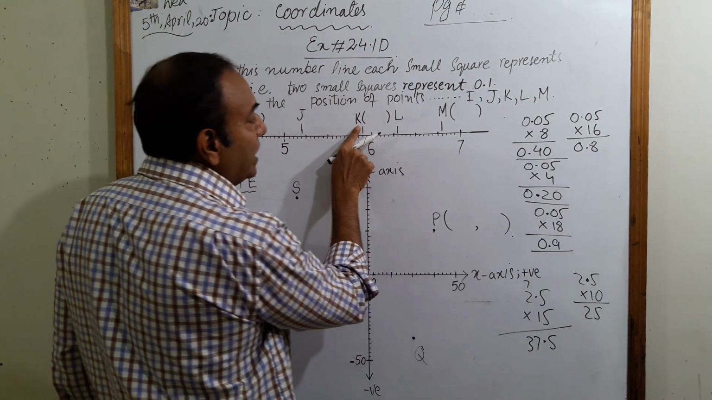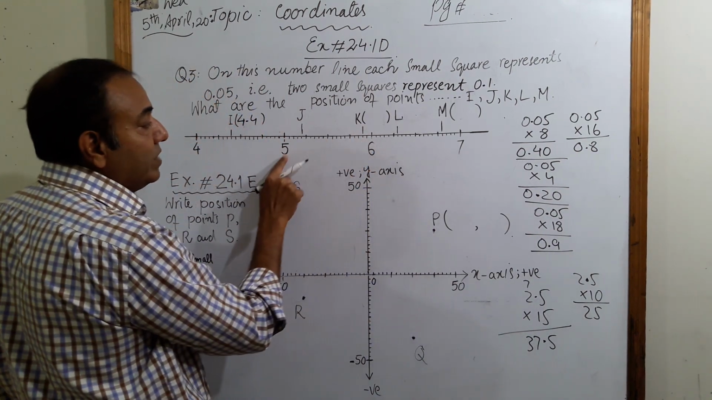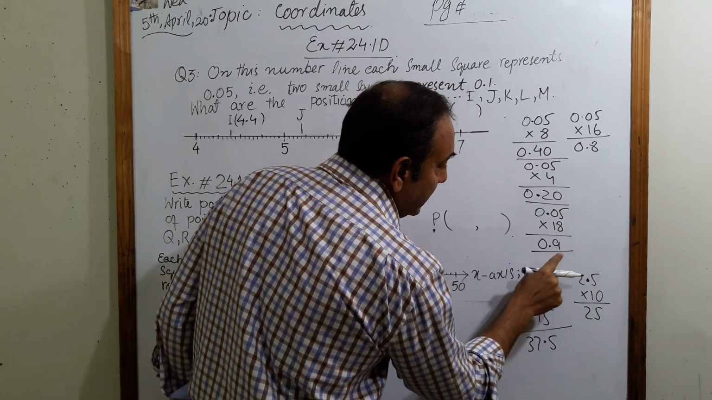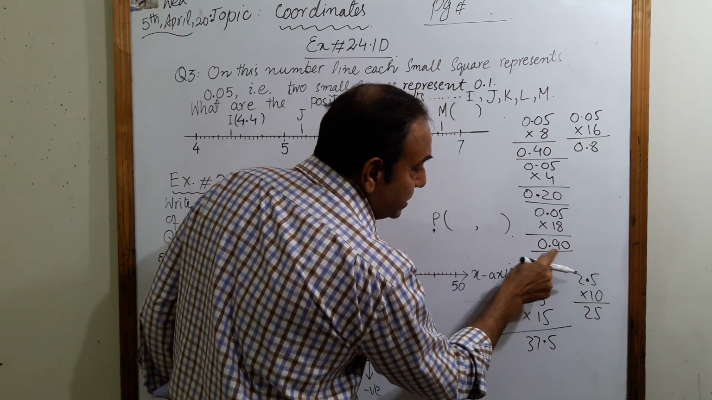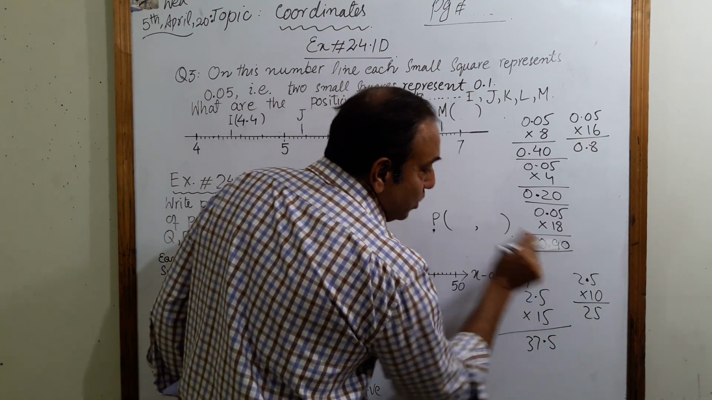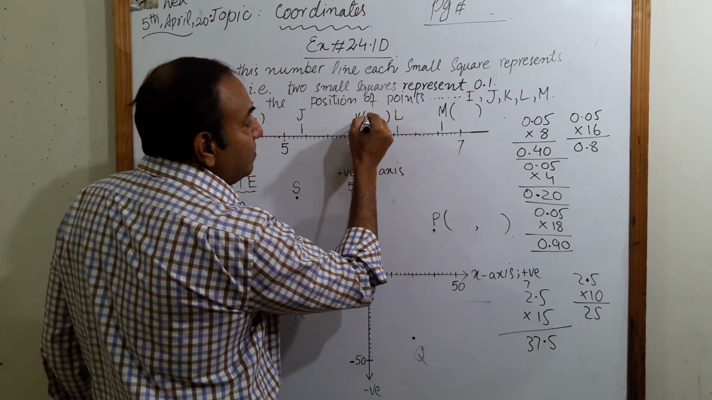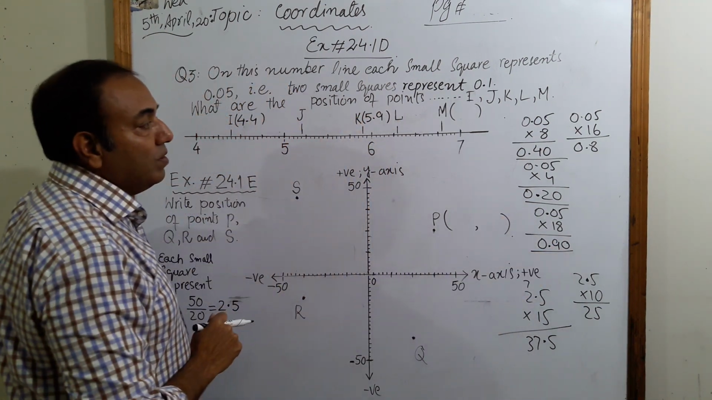Similarly, look at this point K. This point K is 18 small squares away from 5. So I will multiply 0.05 by 18. 18 5s are 90 and after 2 digits you have to place the point, so the answer is 0.9. Now K comes after 5, so you have to write 5.9. So this is the position of K.